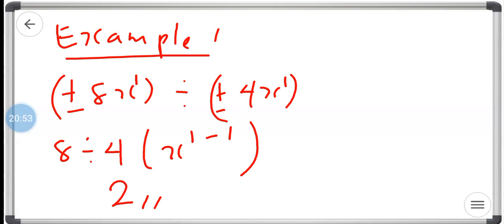So here I said this one means x raised to 1 minus 1, and that equals x raised to 0. And x raised to 0 equals 1. So 2 times 1 is 2. So let's consider another example.